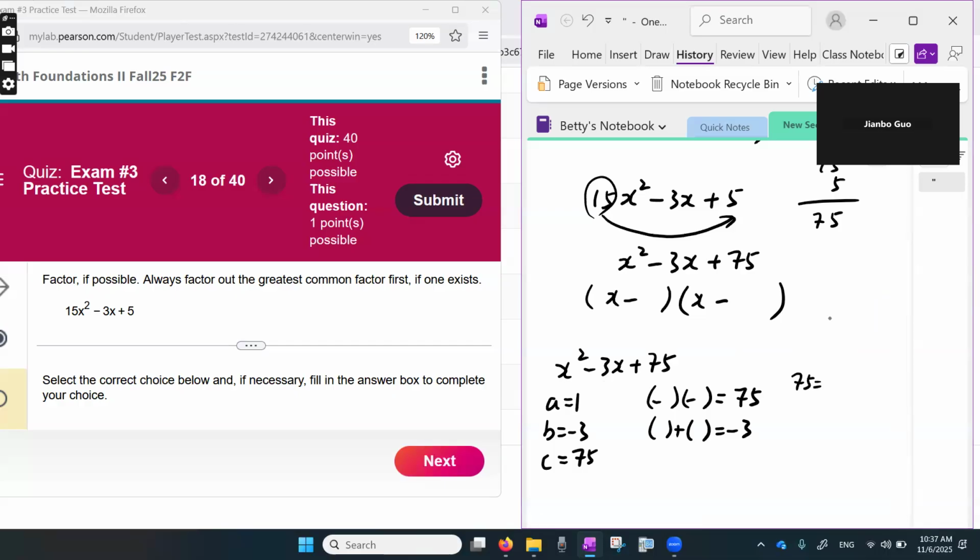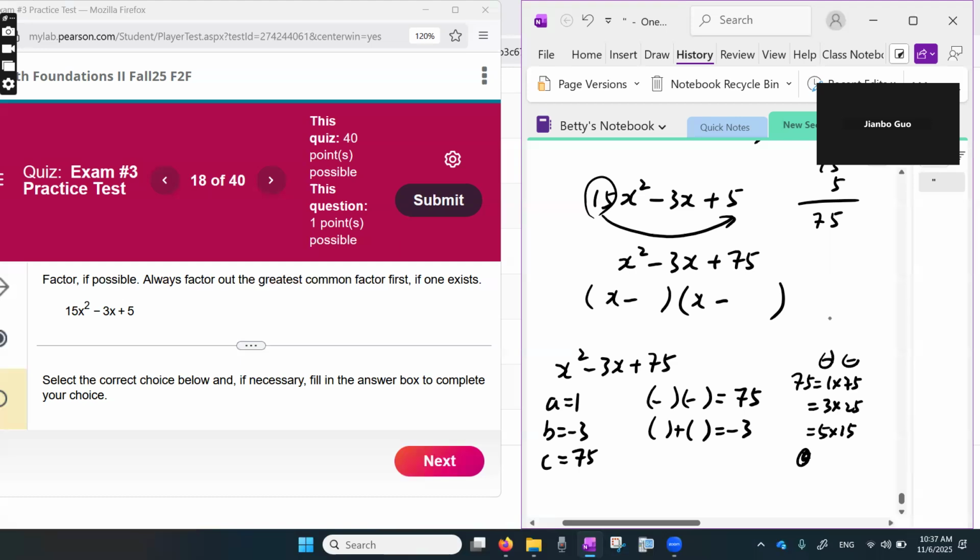We factor 75. 1 and 75. 2 doesn't work. 3 and 25. 5 and 15. Yeah, that's all the possible ways to factor.